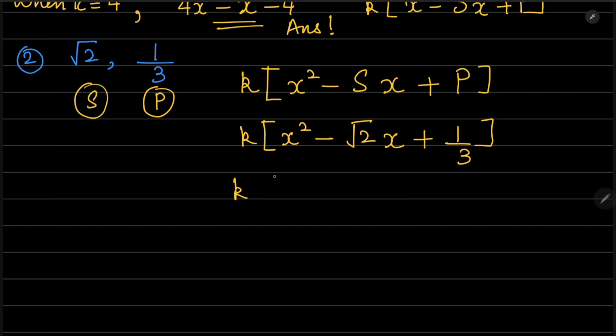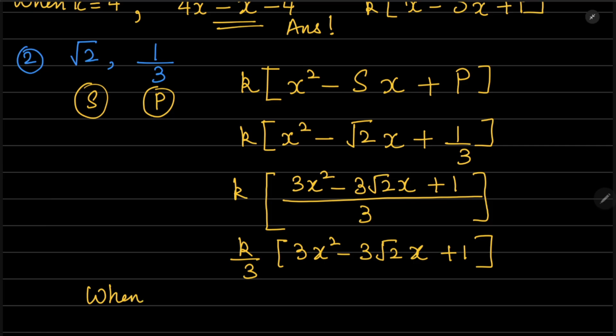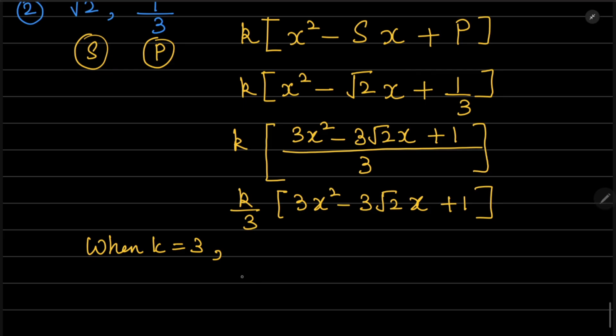Let us take the LCM. So when you take the LCM, what will you have? Denominator 3. So numerator will be 3x square minus 3 root 2x plus 1. Right? So k by 3 multiplied by 3x square minus 3 root 2x plus 1. Then when I am taking k equal to 3, what will be the polynomial? The required polynomial is: 3 and 3 will get cancelled. It will become 1, right? 3 by 3 is 1. So 3x square minus 3 root 2x plus 1. This is your final answer.